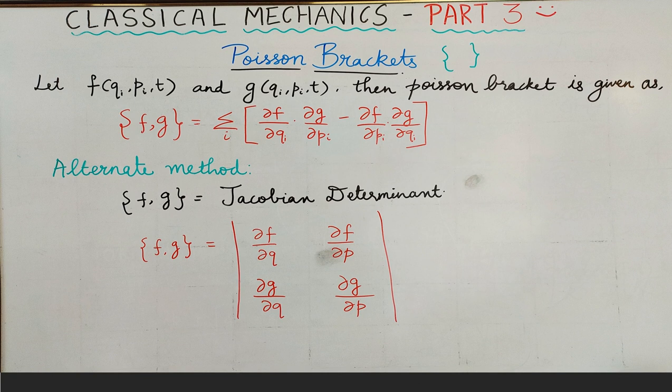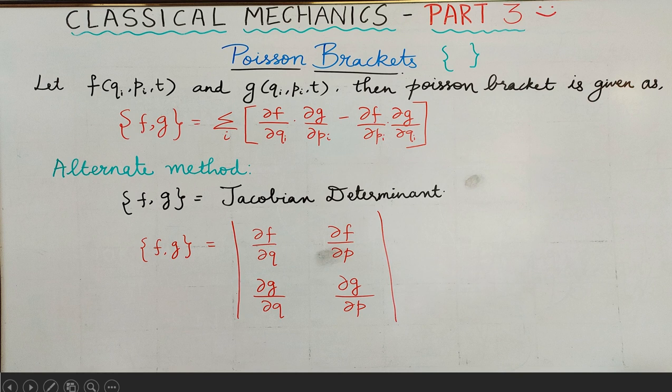So, let me say that I have two quantities, F and G. These both quantities depend on generalized coordinate and generalized momentum and time t. So, how do I find the Poisson brackets for these? So, this is the general formula to find the Poisson bracket. So, this summation represents for different values of q and different values of p. So if q has different values such as q1, q2, q3 and p has p1, p2, p3, you'll have to find the Poisson brackets for each term and then sum it up.